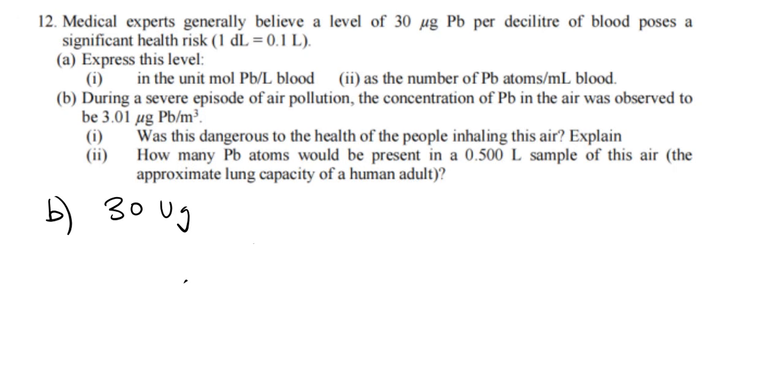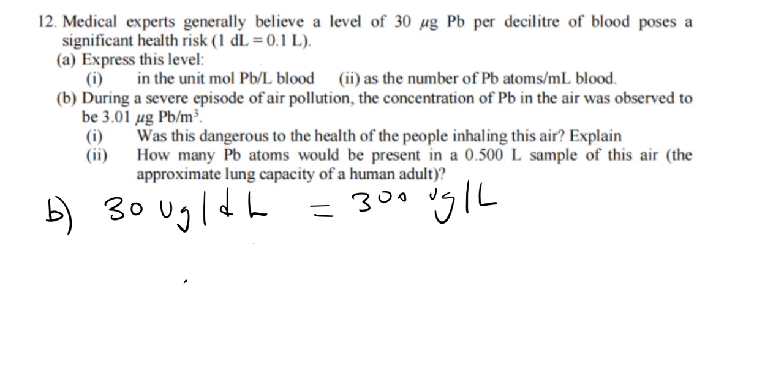Okay, they're saying per deciliter of blood poses a health risk. So if we convert this to liters, what is it going to be? You know that a deciliter is 0.1 liters. So I divide the 30 by 0.1 to change it to liters. It's going to be 300 micrograms per liter in blood.